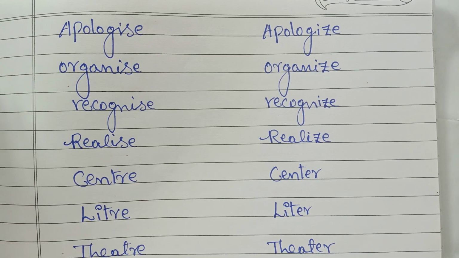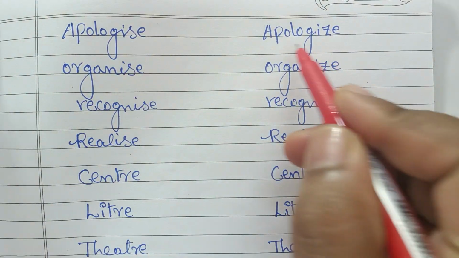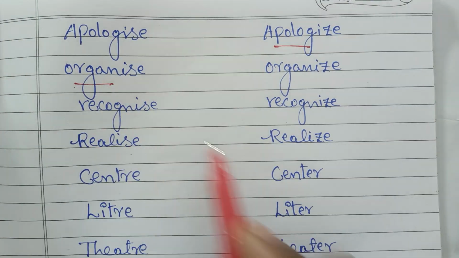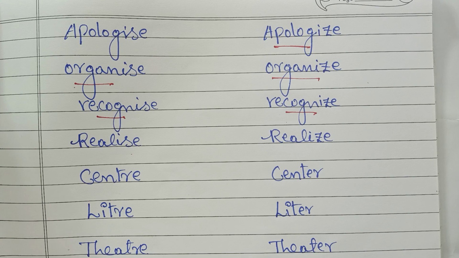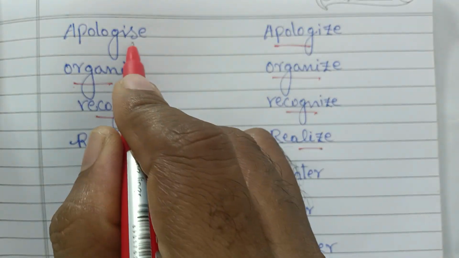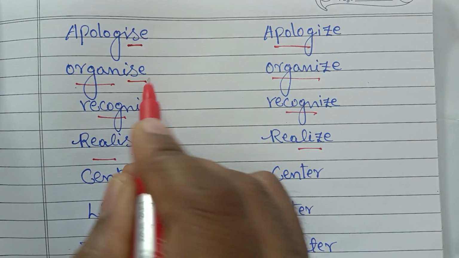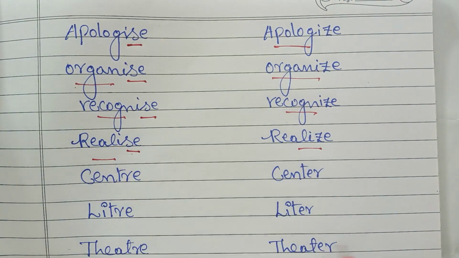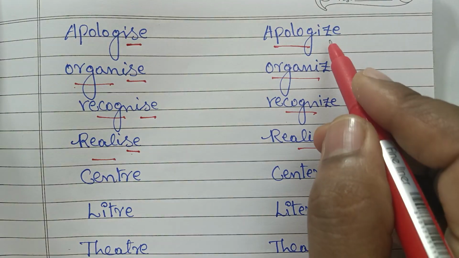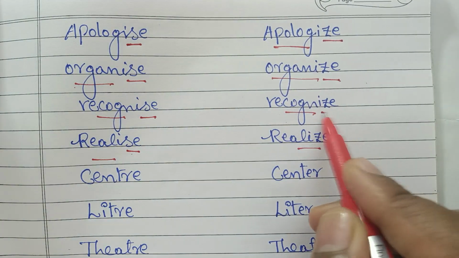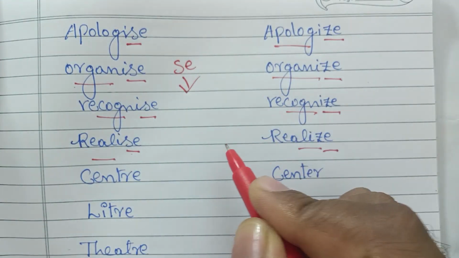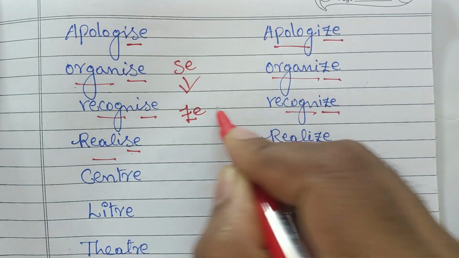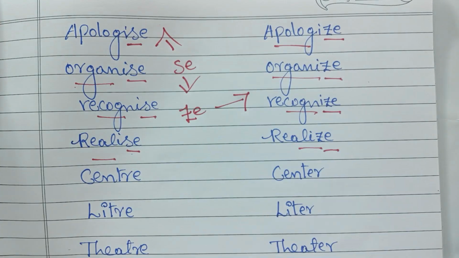Another major difference: apologise, apologize; organise, organize; recognise, recognize; realise, realize. Again, what is the difference? Here we end with SE, but in American spelling, ZE. So the words which end with SE in British have the ZE form in the American spelling.